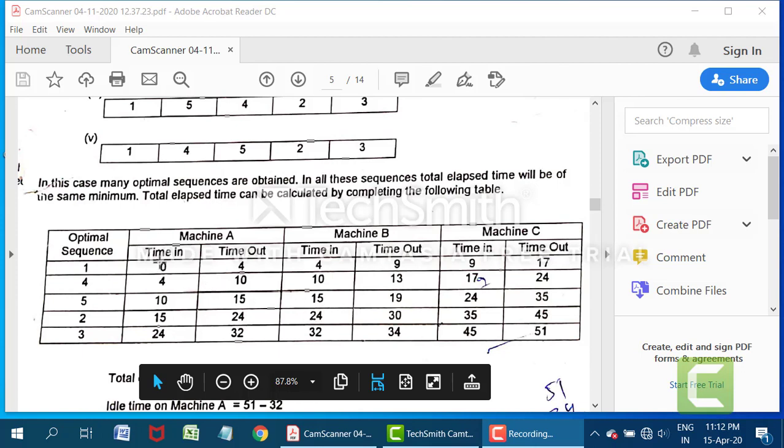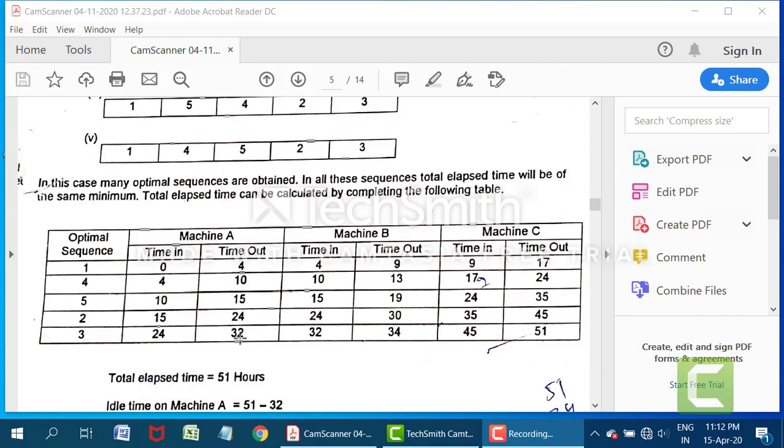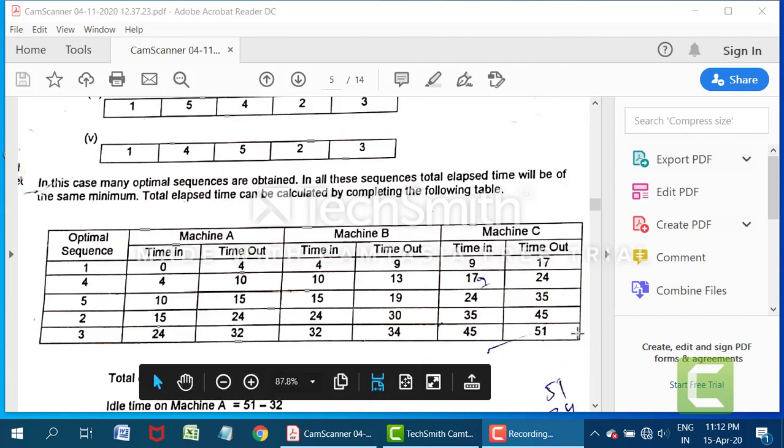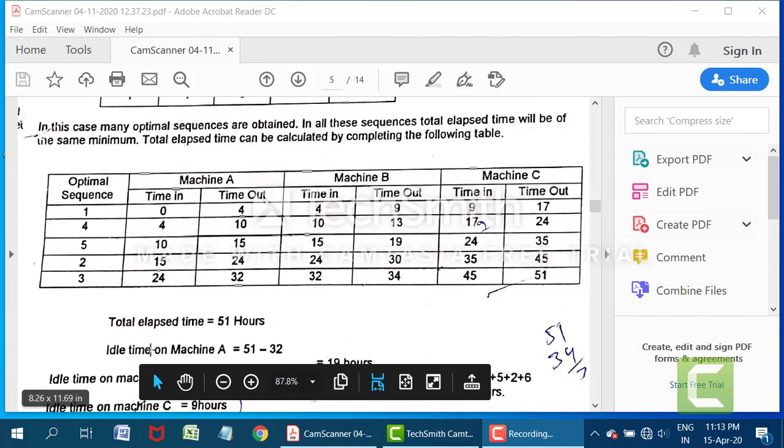In the span of 0 to 51 minutes, how much time was machine A idle? So 0 to 4 busy, 4 to 10 busy, 10 to 15 busy, 15 to 24 busy, 24 to 32 busy. Thereafter machine A was idle. After 32, machine A was idle. So from clock time 32 to clock time 51, machine A was idle. 51 minus 32, that is the idle time.